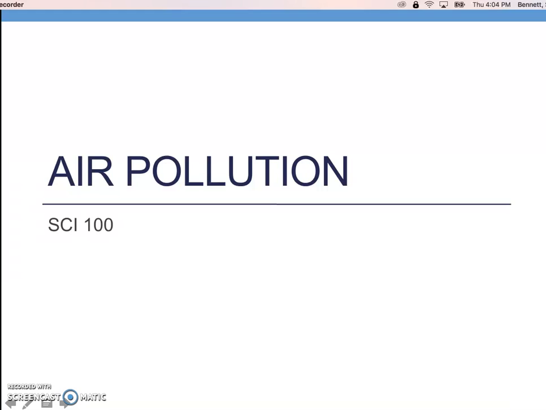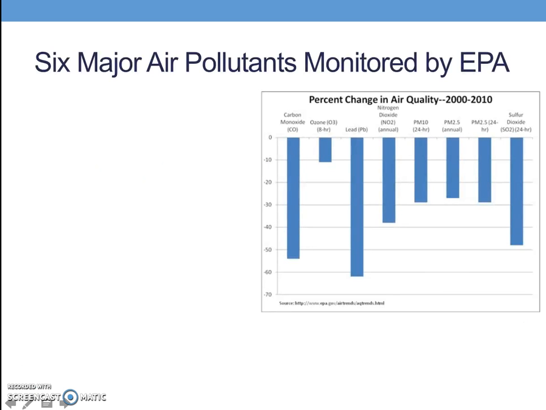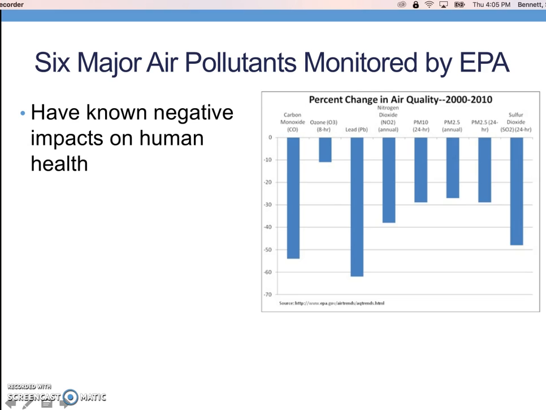In this lecture, you are going to learn about major air pollutants, their effects on human health, and their sources. So first of all, there are 6 major air pollutants monitored by the US EPA. These are pollutants that have known impacts on human health, and so it was determined that they should be monitored and attempts should be made to limit the concentrations of these chemicals in the atmosphere.